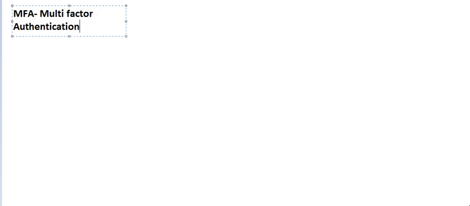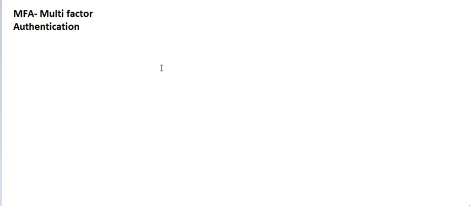So let's try to understand what is MFA. MFA is actually known as multi-factor authentication to most of you, but you may not be familiar with the actual meaning or what the purpose of it is. So MFA is multi-factor, though it is a single word, multi-factor authentication.